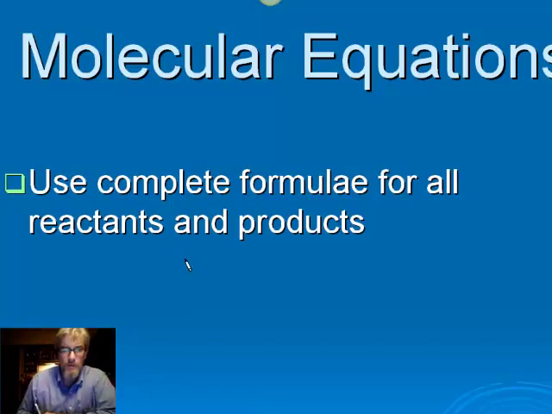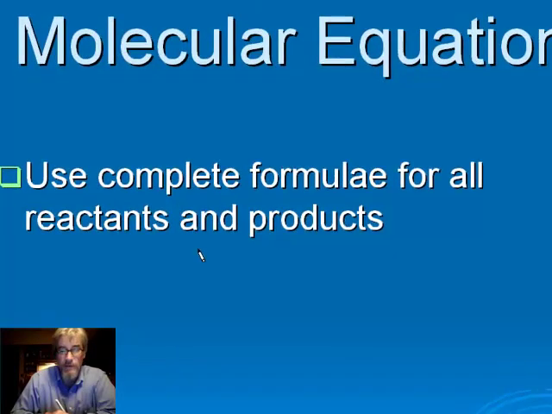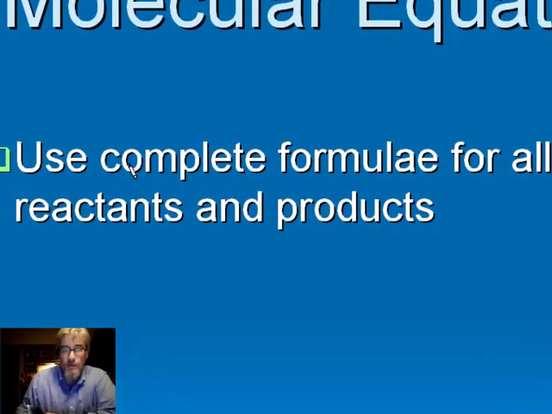The first type of equation we're going to look at is called a molecular equation. This is the type we're the most used to. We write them all the time, and these use complete formulae for all reactants and products. So this doesn't indicate the presence of ions.